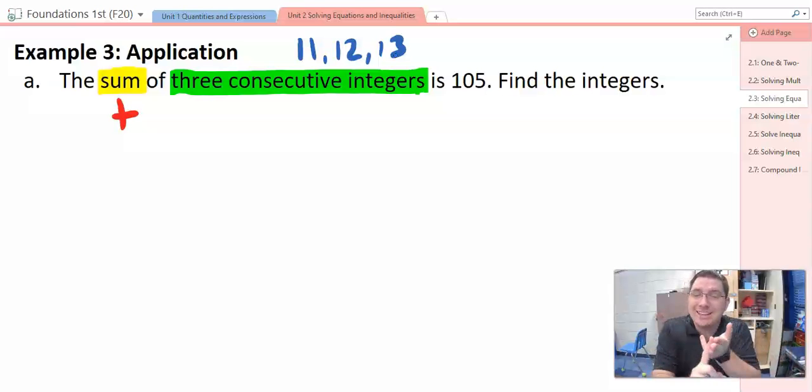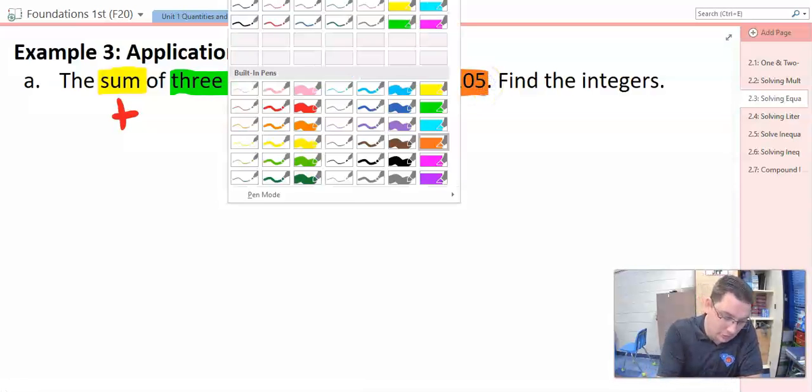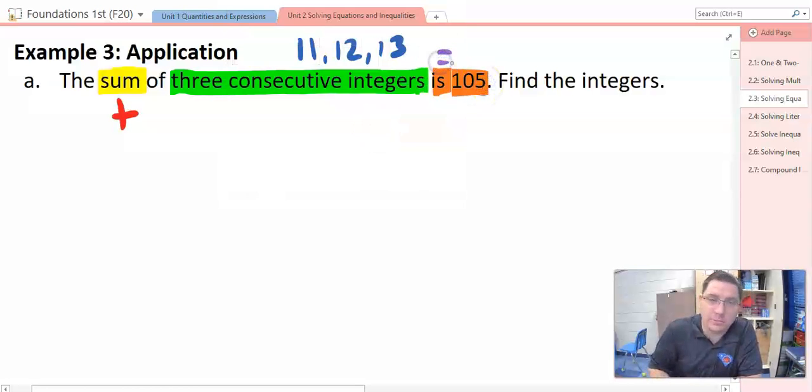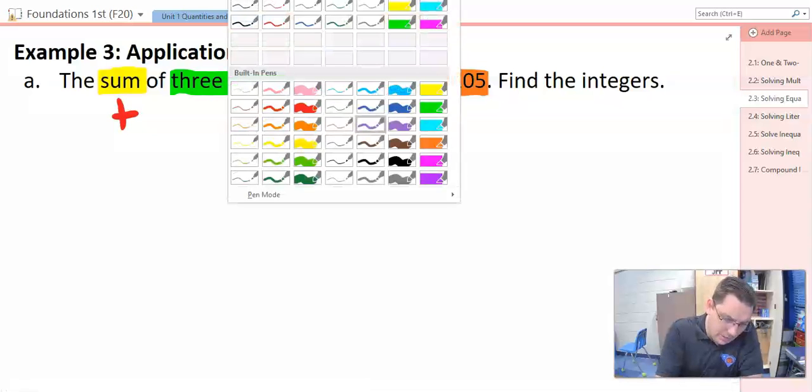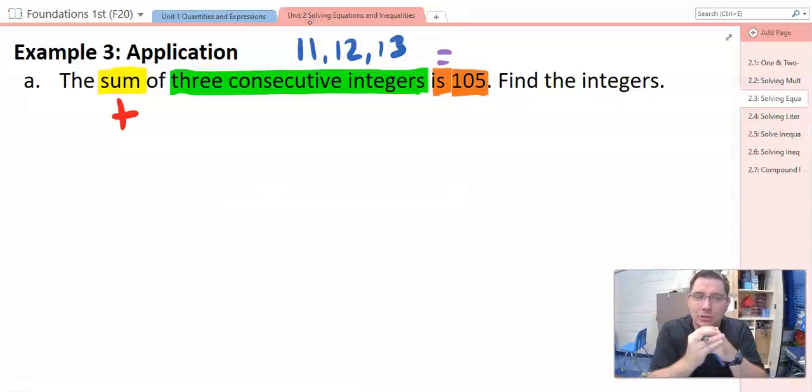11 plus 12 plus 13 only gets you to 36, not 105, because that's the next part of the problem, right? We want all this to equal what? 105. And remember that word is your equal sign, right? So how can I make an equation that I'll be able to solve to find these integers?